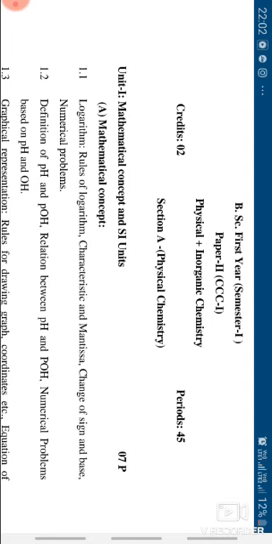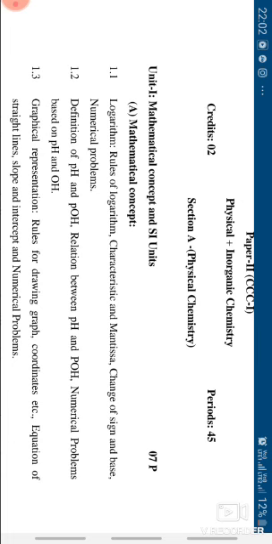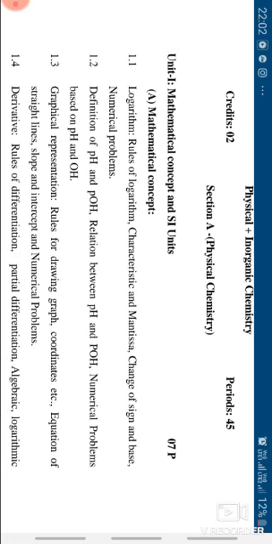To study all these aspects, we need some mathematical background, so the first unit is mathematical concept and assignments. Mathematical concept and SI units. In this unit, we will see different applications, or the different terms of mathematics that can be used in chemistry. These mathematical terms can be used as tools to calculate the different values, or to determine these different aspects of physical chemistry.